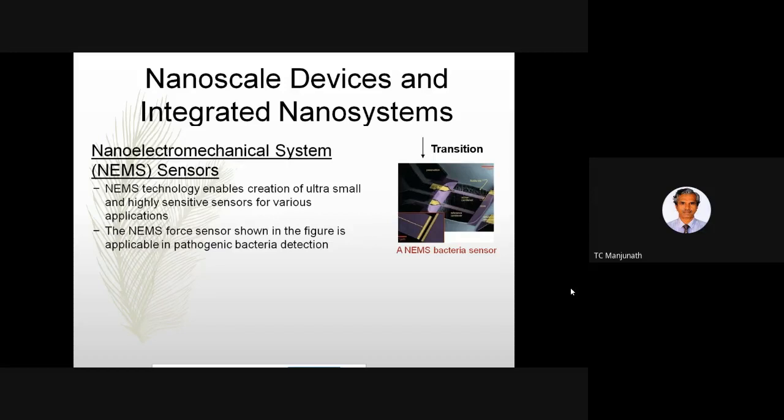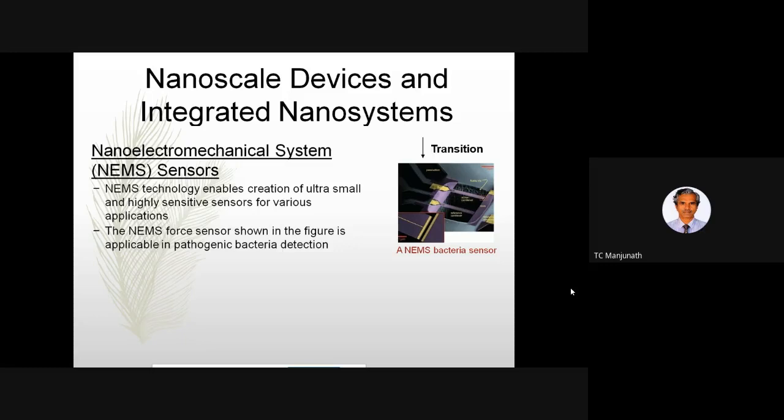Nanoscale, again the second part, called the NEMS sensor, nanoelectronic mechanical system sensor. A NEMS bacteria sensor is used to identify the different types of pathogens, alkalis, and viruses, and to take a precautionary measure or to kill that bacteria and bring it out of the human body. So this NEMS technology, nanoelectronics. In fact, MEMS is one of the very beautiful subjects which is there as an elective in our electronics stream, in the VTU, in many curriculums also.